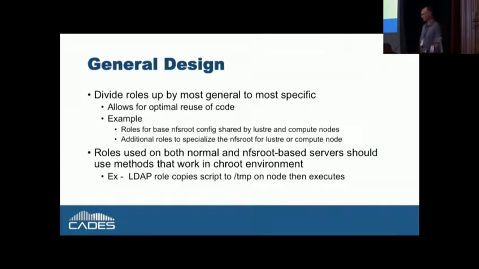A general design for our playbooks is we try to divide up roles from the most general to the most specific in order to allow optimal reuse of our code. For example, we have roles for the base NFS root configuration that are shared by Lustre and compute nodes, and then we have additional roles that specialize that depending on whether it's a Lustre node or a compute node.